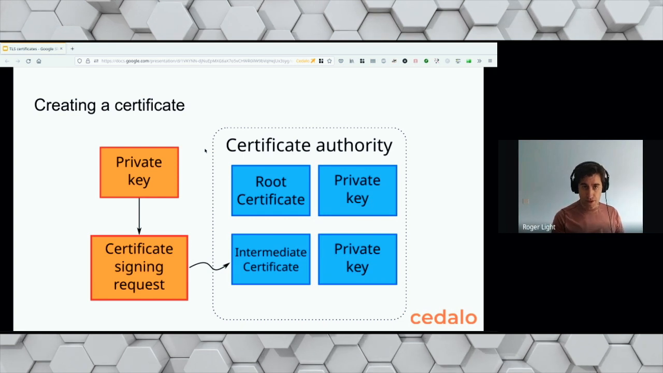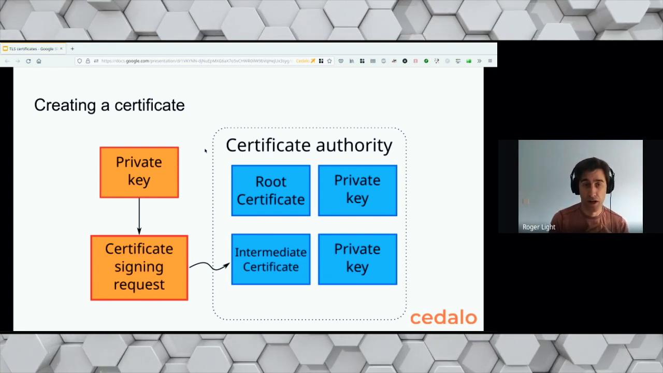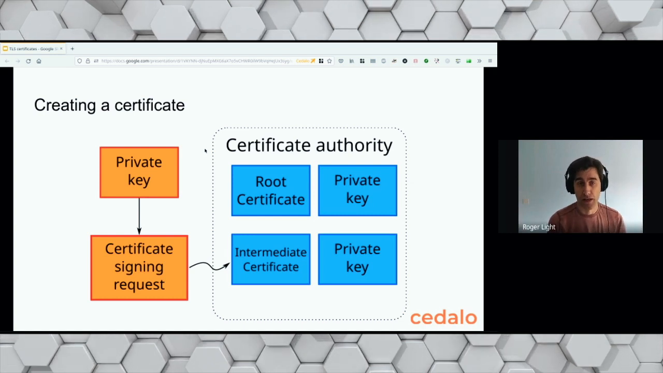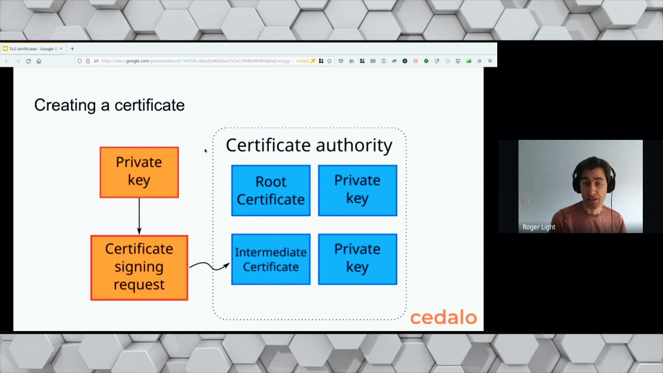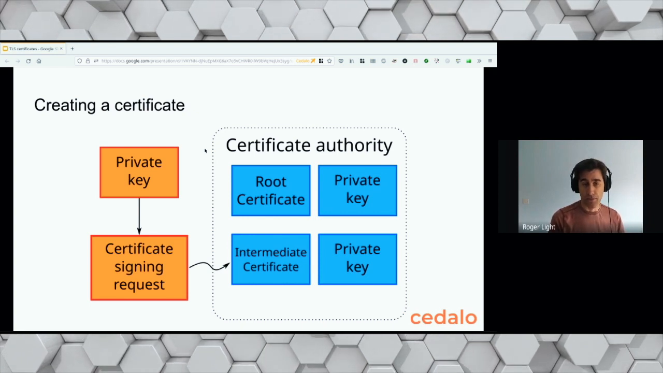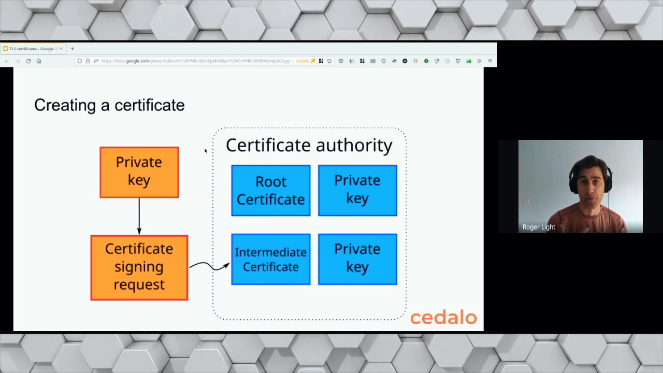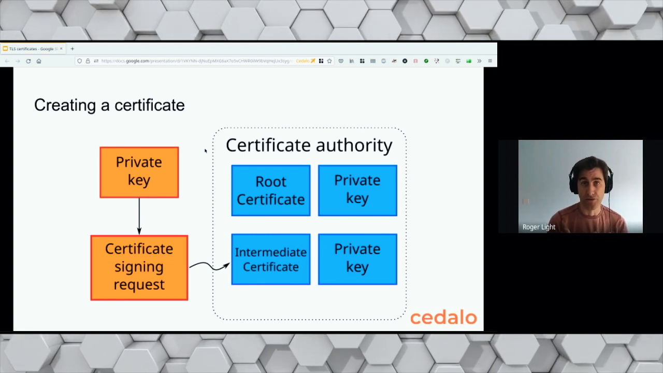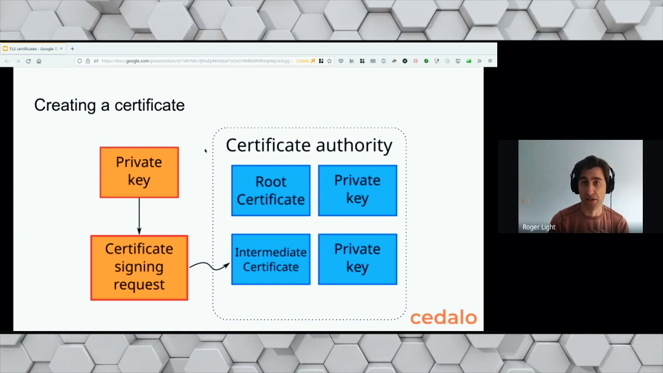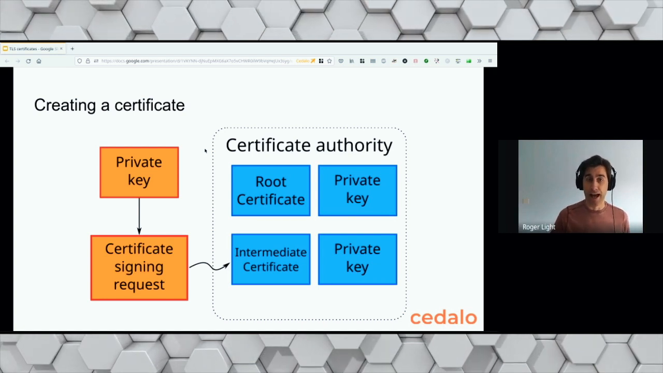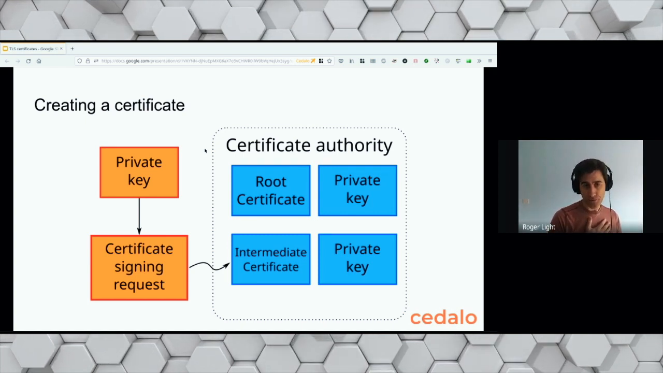Now, looking at what's inside the certificate authority, they have their own set of certificates and private keys. As you can see there, there's the root certificate and then an intermediate certificate. And the idea that we're going to come on to is that we want to be able to build a chain of trust from a root certificate, which the client is going to use to verify our certificate, all the way down to our certificate.